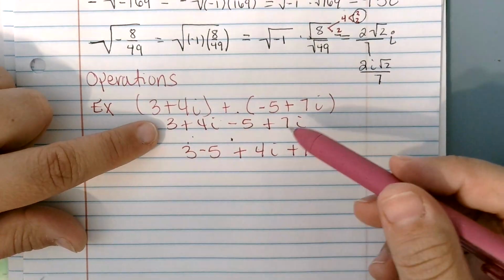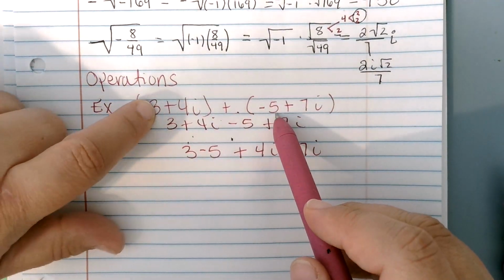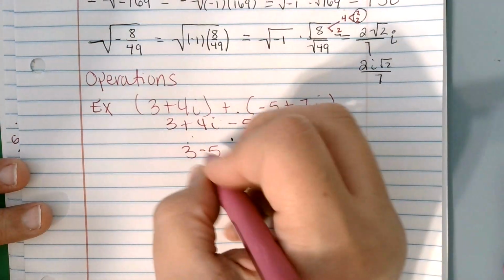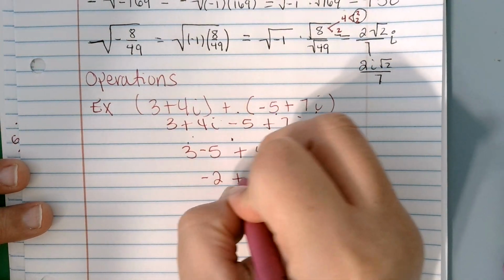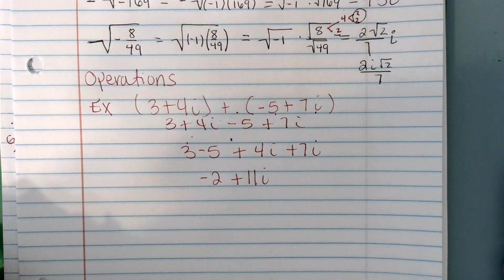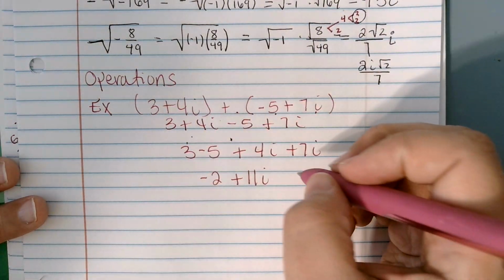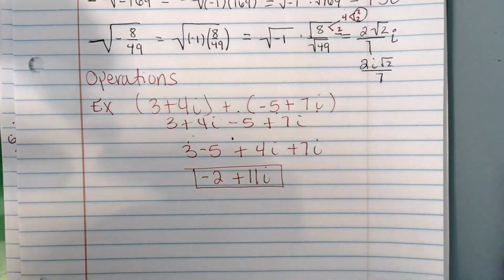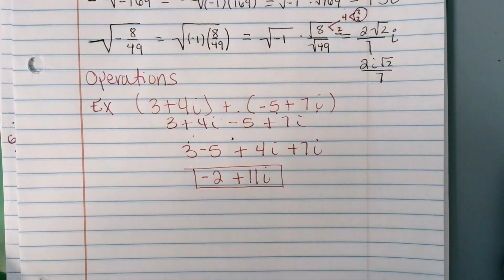Now you can skip these steps and just add 3 minus 5 and 4 plus 7. But I wanted you to see what's happening here. So this becomes negative 2 plus 11i. And then you're finished. You don't have to give me a number. You don't have to keep working. It seems a little too easy, but that's all I want you to do. Combine the real parts, combine the imaginary parts.